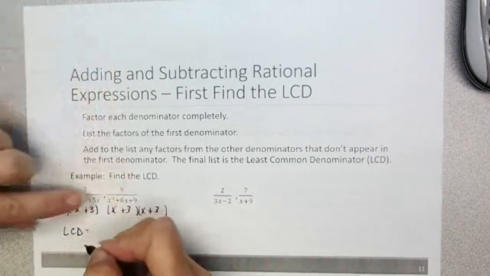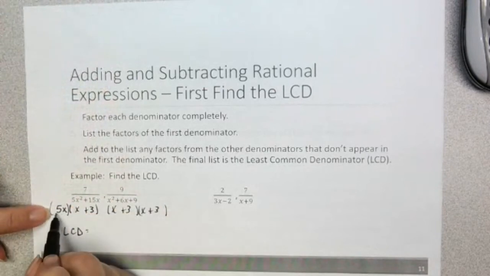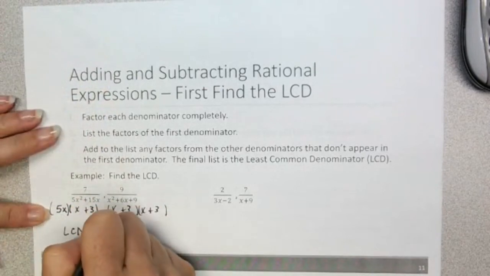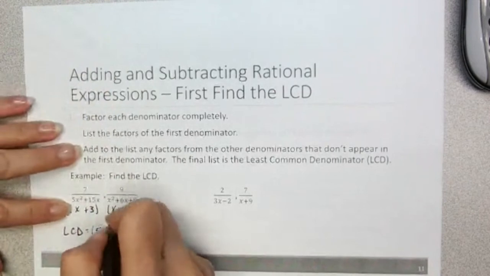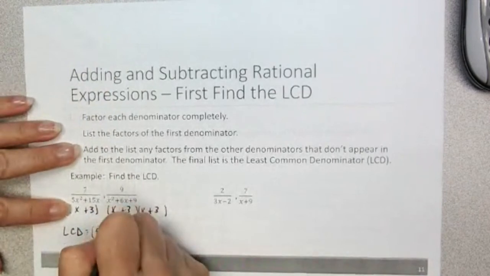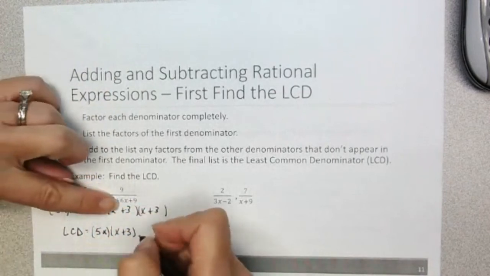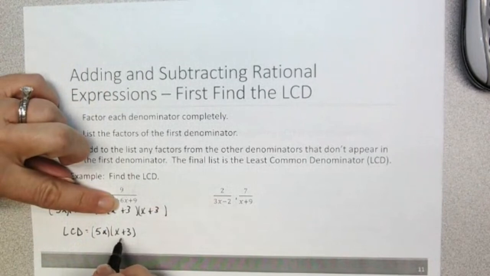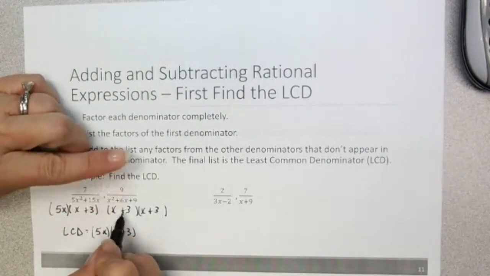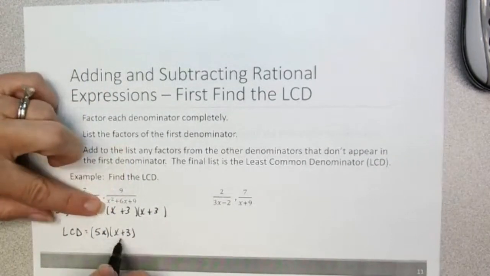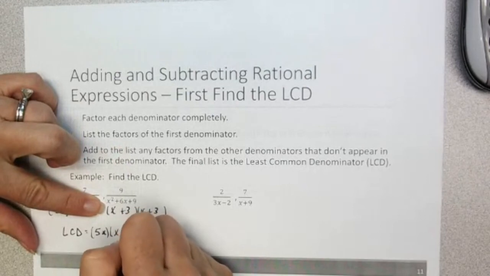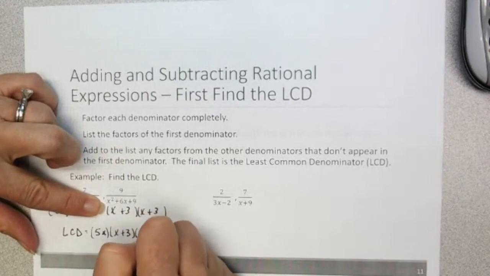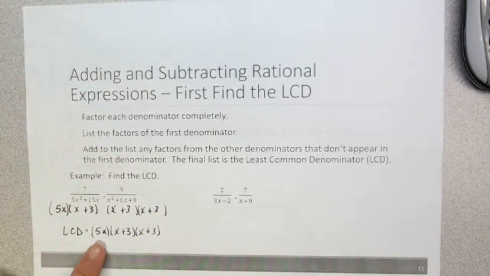Our least common denominator here, we might as well start on the left. That first factor is 5x. Second factor is x plus 3. The next factor is x plus 3, but it's already there, so I don't need to add it. Oh, but there are 2 x plus 3's, and there's only 1 x plus 3 here, so I will need to add that second x plus 3. So the least common denominator is 5x times x plus 3 times x plus 3.